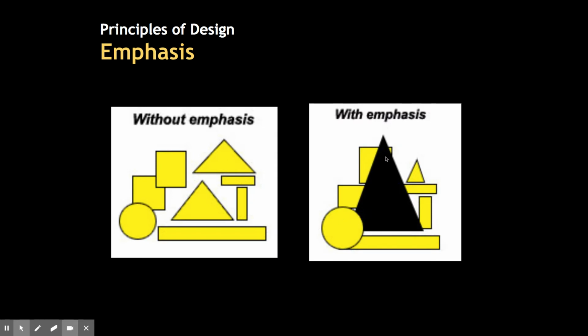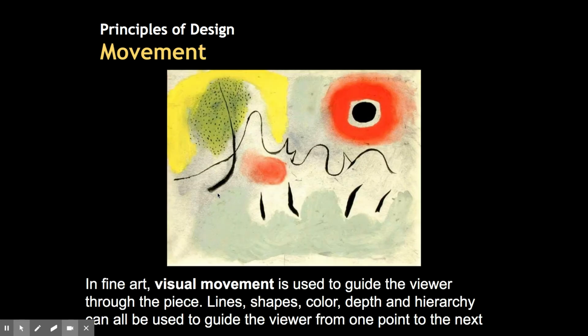Again, we have just an example of this design with an emphasis point and without. Our third principle is movement, all right? And with movement in fine art, it's not about physical movement, like exercise or running. It's about how a designer can move your eye through a piece. So how can they guide you through looking through a design?